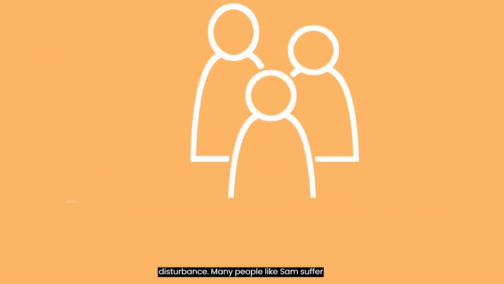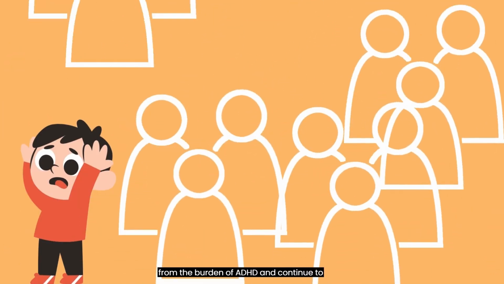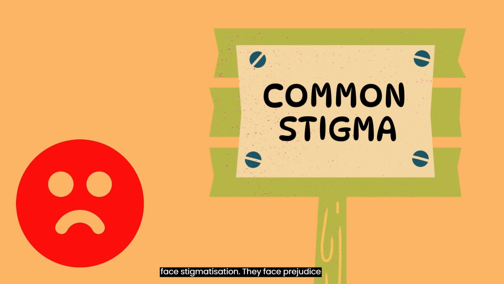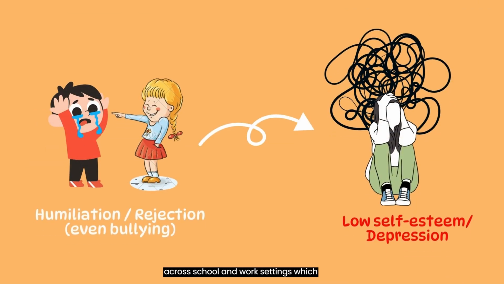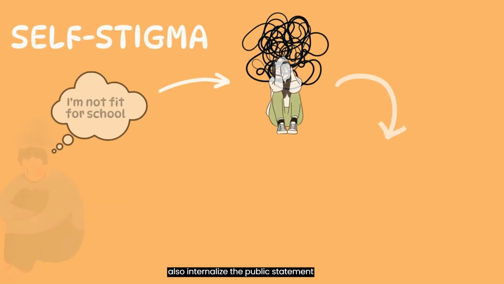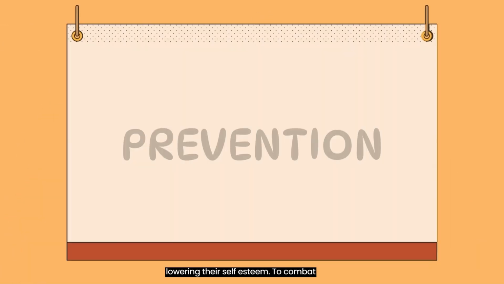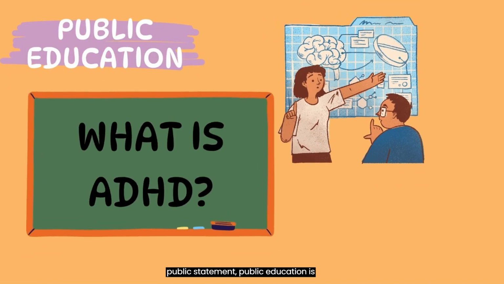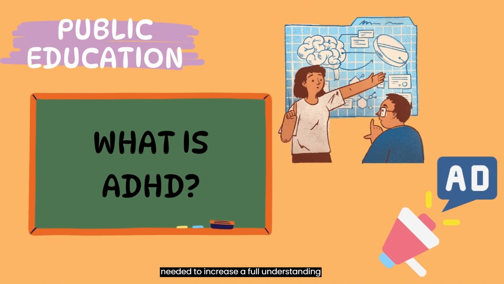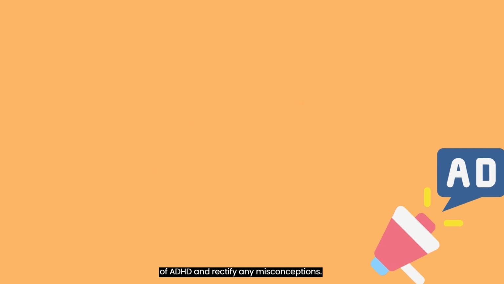Many people like Sam suffer from the burden of ADHD and continue to face stigmatization. They face prejudice across school and work settings, which will lead to social rejection. They may also internalize the public stigma that they face into self-stigma, further lowering their self-esteem. To combat public stigma, public education is needed to increase a fuller understanding of ADHD and rectify any misconceptions.